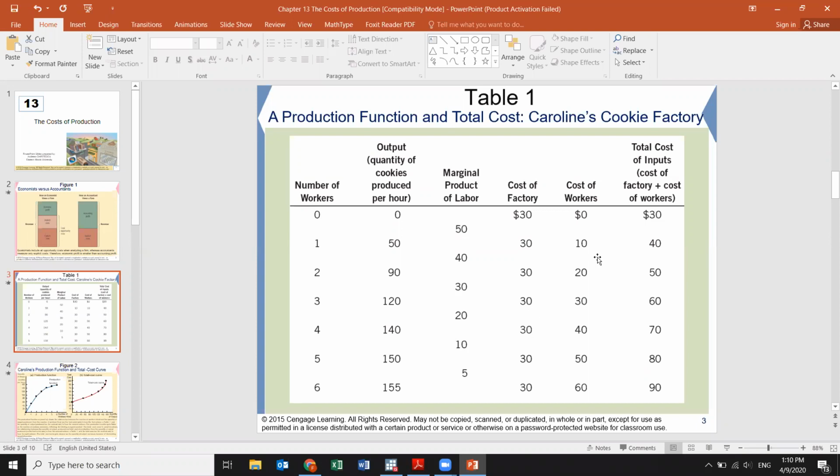And apart from that, we calculated total cost, which is a cost of the factory. We said it is the fixed cost, and the cost of workers is the variable cost, which we're going to talk about a little bit later. And the summation of it gives us the total cost.